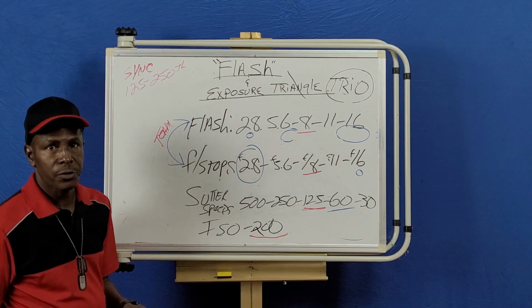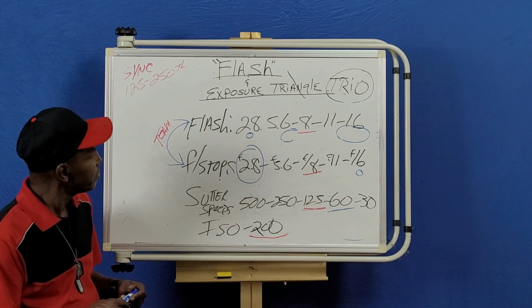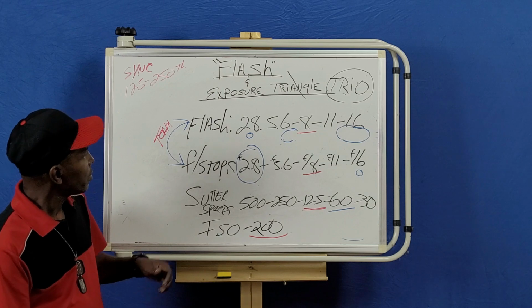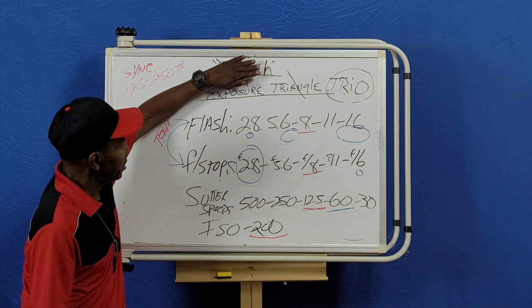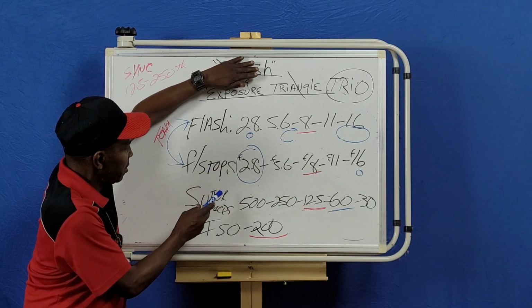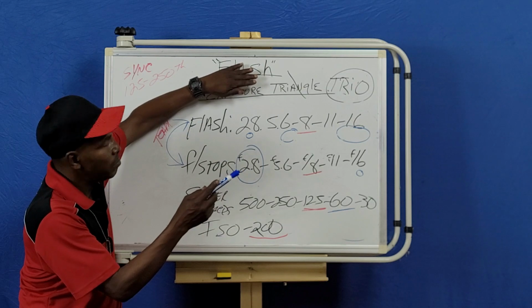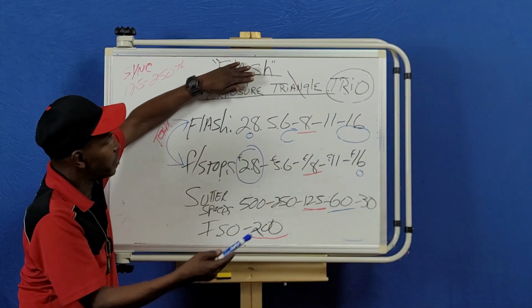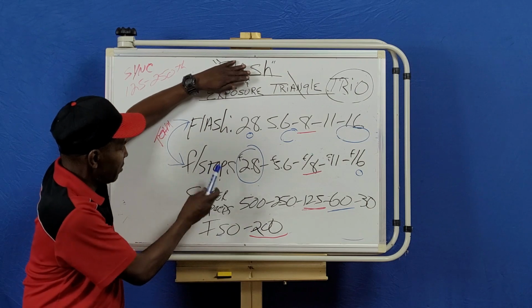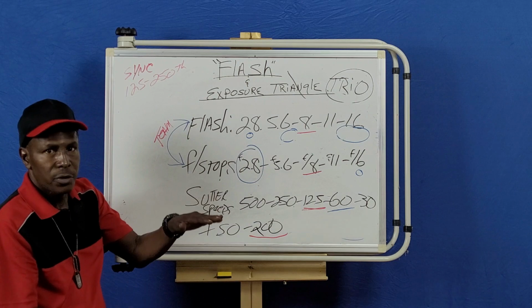All right, so just to recap, before I close it out here, when there's no flash, then your f-stops, your shutter speeds, and your ISOs work together as a trio, and you have your exposure triangle or your exposure trio, your f-stops, your shutter speeds, and ISOs. So if you change one, you have to change the other.